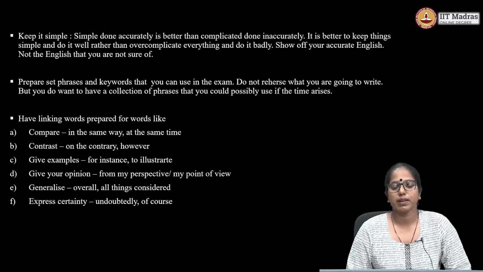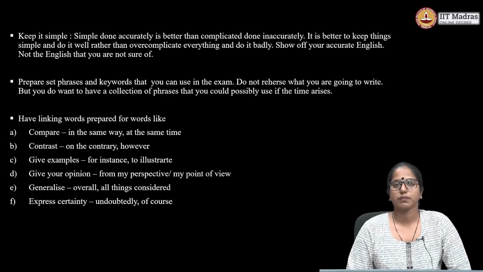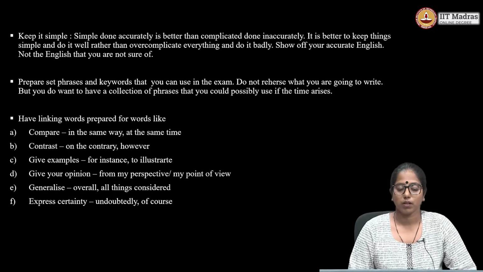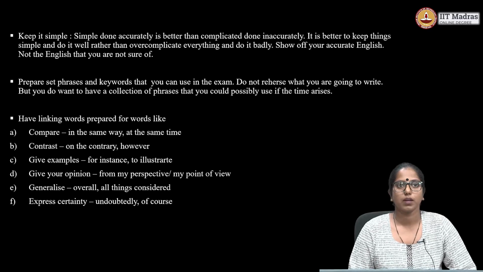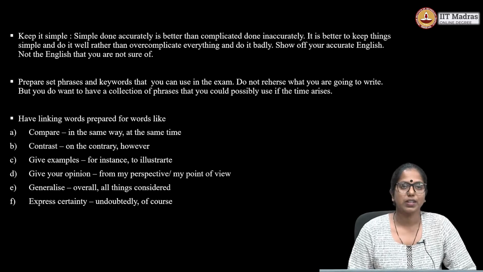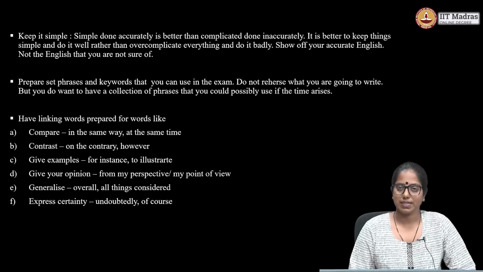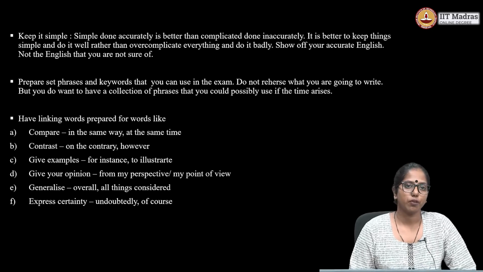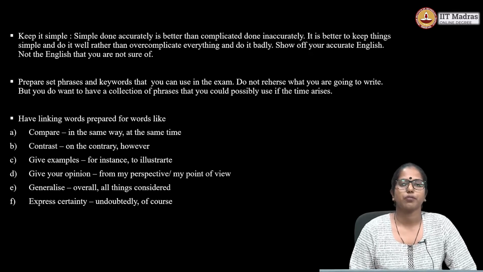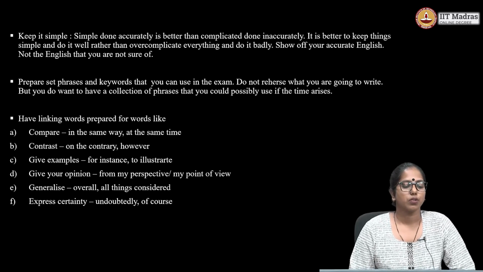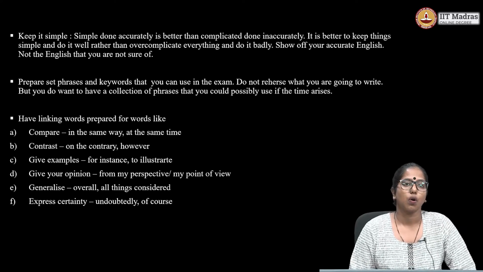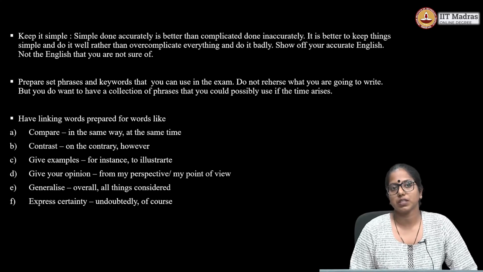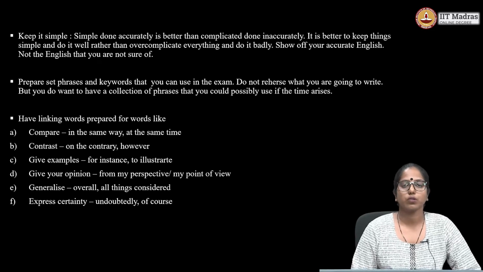The next point is to have linking words prepared. First one, to compare, you could use words like in the same way or at the same time. To contrast, you could say on the contrary, or however. To give examples, you could say for instance or to illustrate. To give your opinion, you could say from my perspective or from my point of view. To generalize, you could say overall or all things considered. To express certainty, you could say undoubtedly, or of course.